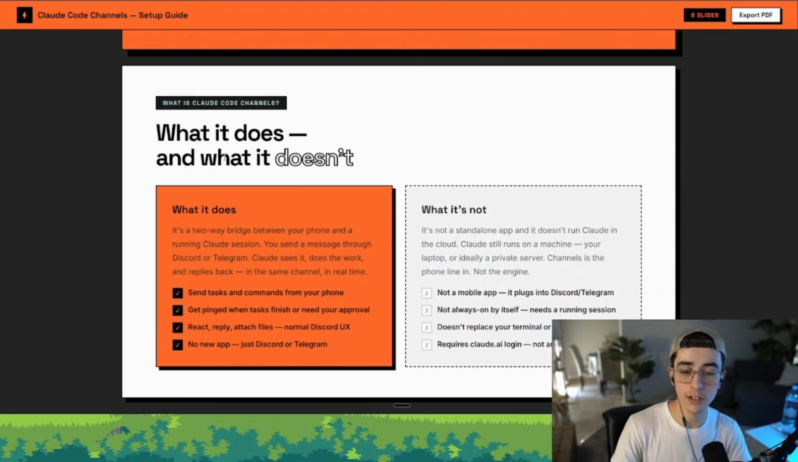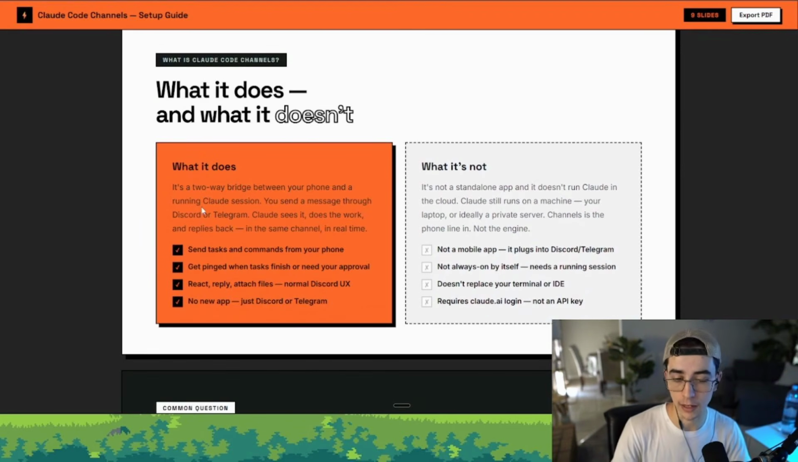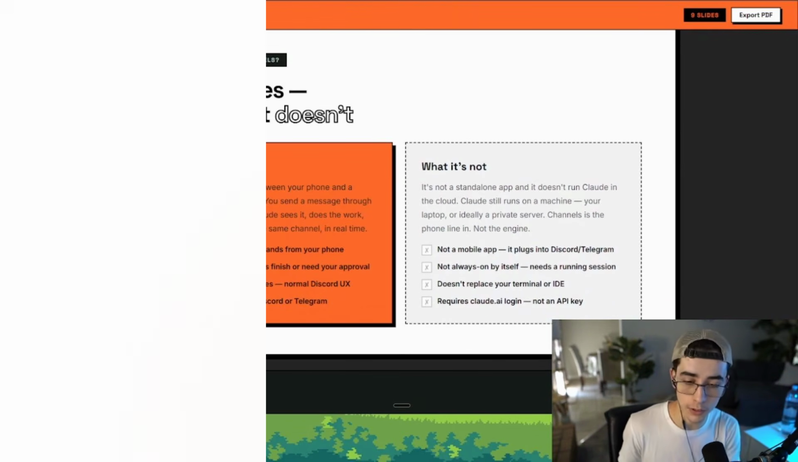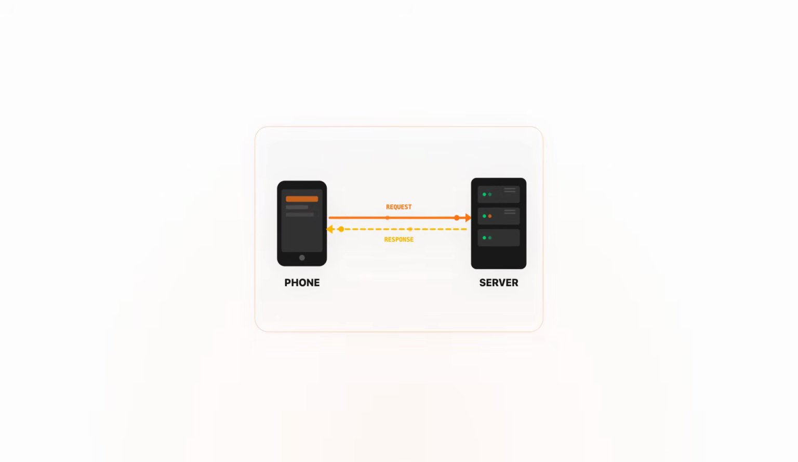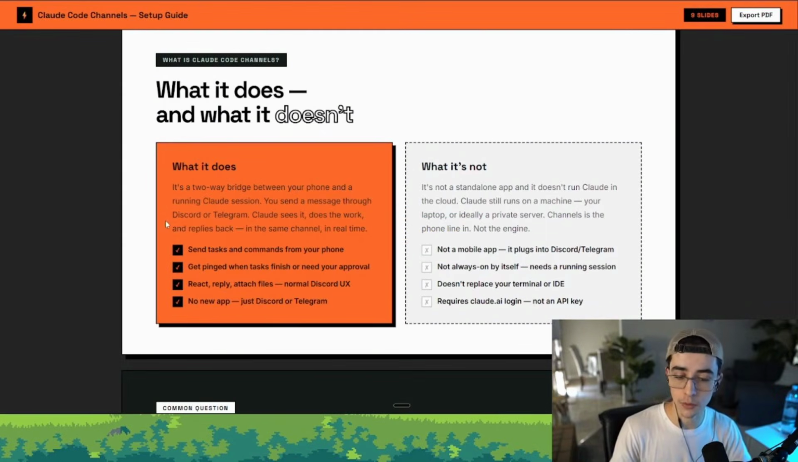So essentially what Claude Code channels does is it is basically a two-way bridge between your phone and a running Claude session. So you can send messages through Discord or Telegram, and Claude will be able to see it, do the work, and reply back to you in the same channel in real time.